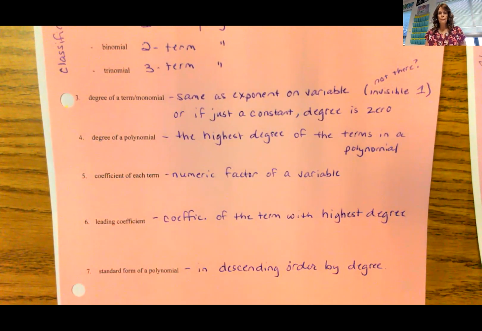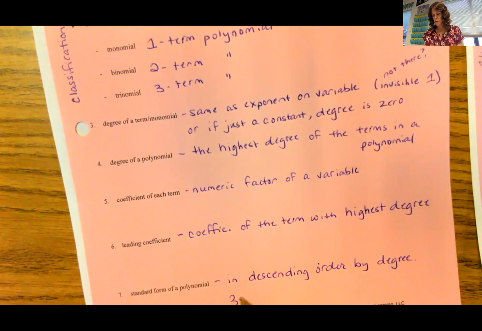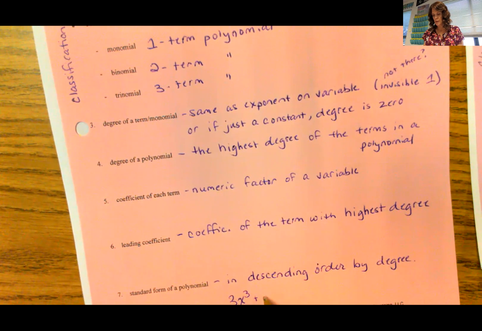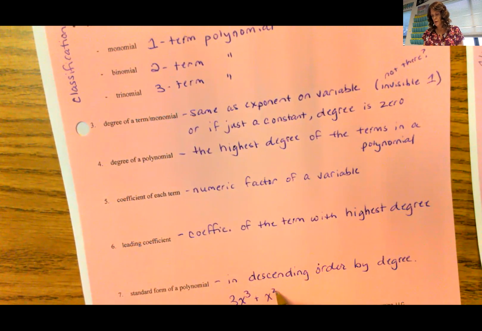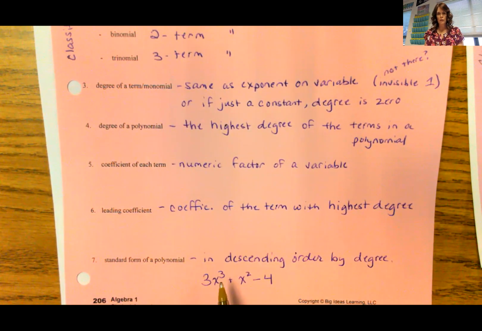Okay. So an example of that, we might have 3x cubed plus x squared minus 4. Well, it's in standard form because the highest degree is 3, and then the next highest degree is 2, and then the next degree is 0. The leading coefficient here would be 3 then. And this has 3 terms, and so we would call it a trinomial.